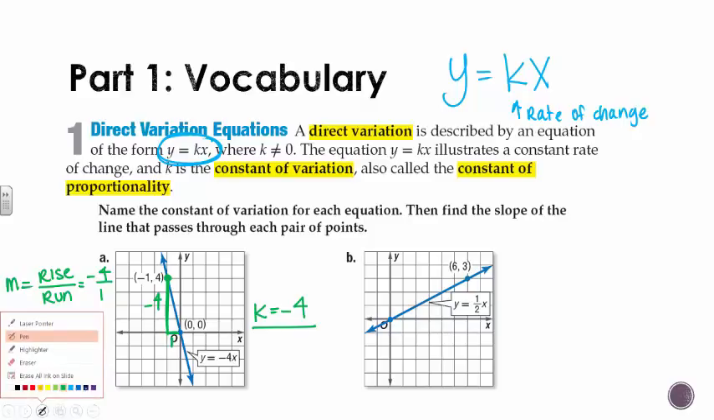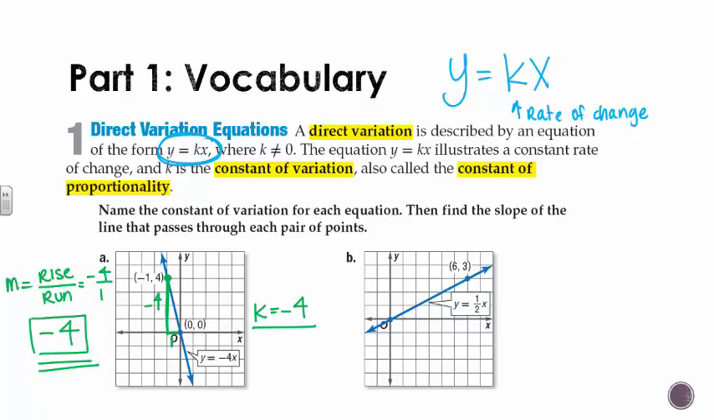Let's double check to see if that works for the next one or if it was just a fluke. So here's our equation, y equals 1/2 x. Our k is the number next to x, which is 1/2. Now if we find slope, remember we do rise over run. So I rose up 3 and I ran over 1, 2, 3, 4, 5, 6. And if we do rise over run and simplify, 3 over 6 is exactly the same thing as 1/2.